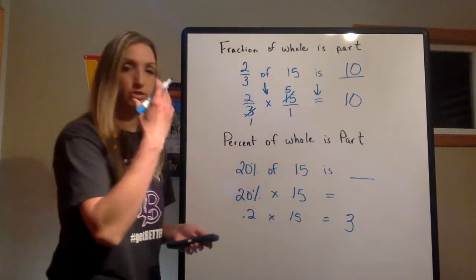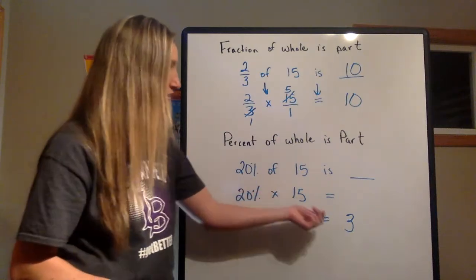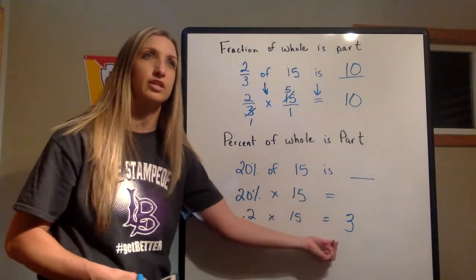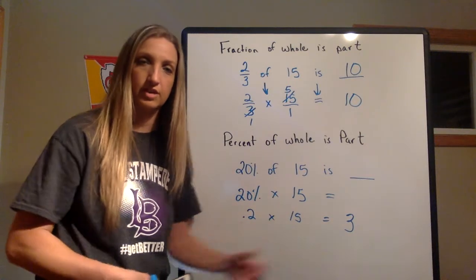And then, of course, we always check to see if that makes sense. Does that seem like a reasonable answer? Does 20% of 15, could that be 3? Should I have gotten a number less than 15? Yeah, 20% of 15 is going to be less than 15, right?